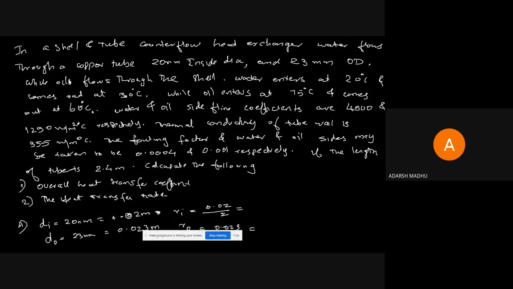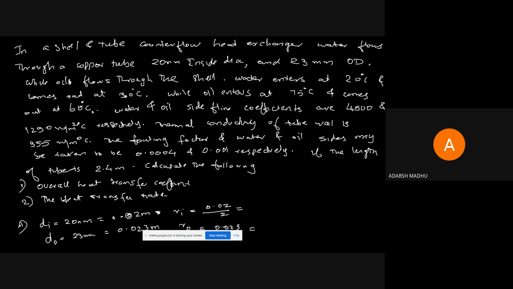In a shell and tube heat exchanger, water flows through a copper tube of 20 mm inside diameter and 23 mm outside diameter, while oil flows through the shell. Oil enters at 75 and comes down to 60. The inside and outside diameters are given, the entry and exit temperatures of the cold and hot fluids are given, the thermal conductivity is given, and the fouling factor is also given.